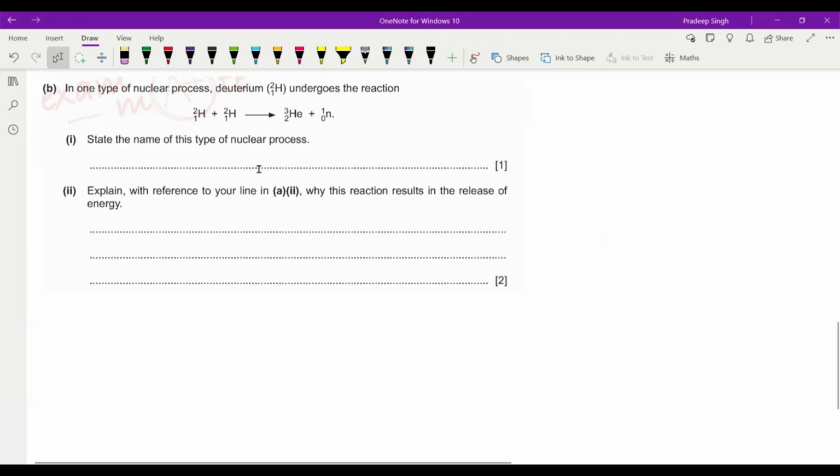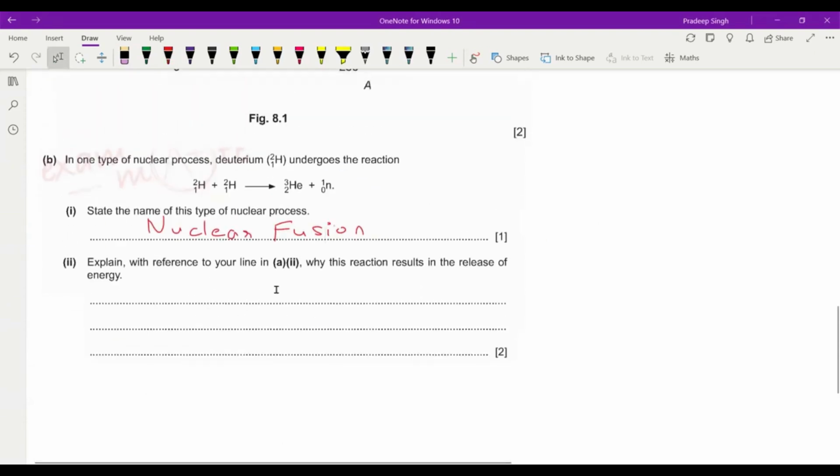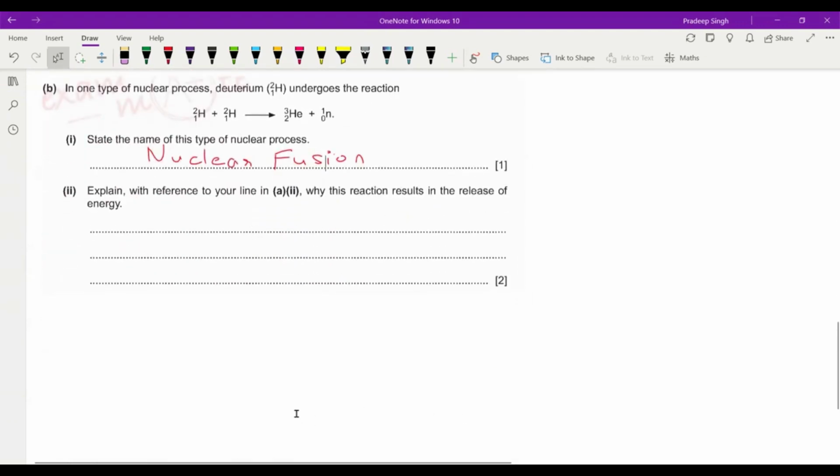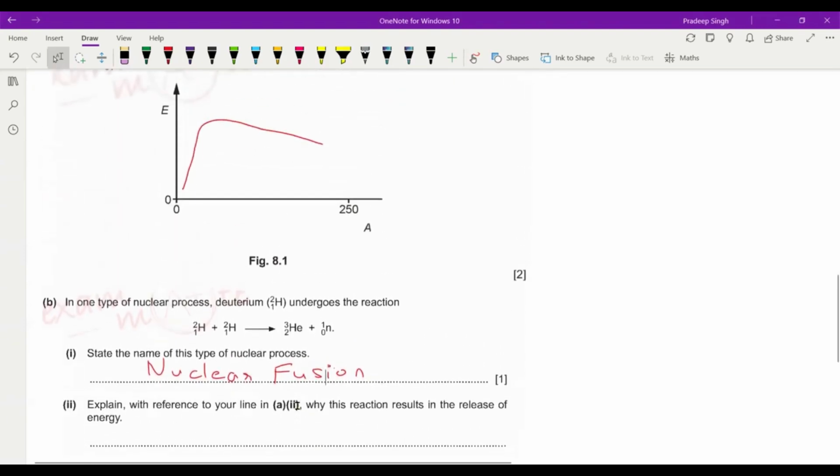Okay, what do we write? First part, state the name of this type of nuclear process. Rakin? Yes, fusion, nuclear fusion. Did you say fusion or fission, Thiru? Fusion. Second, explain with reference to your line, that graph, why this reaction results in release of energy. What exactly do we write?